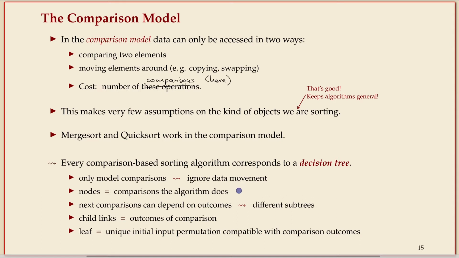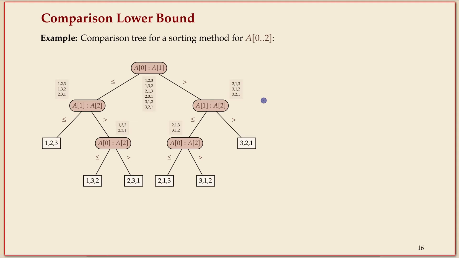And for the rest, let's see the example first. So here's one concrete comparison tree. It is a comparison tree for sorting 3 elements, and it's one specific algorithm. Just to see how this works, the algorithm first asks about the first 2 elements in the array. Is A0 less than A1, less or equal? And there's 2 outcomes, yes or no.